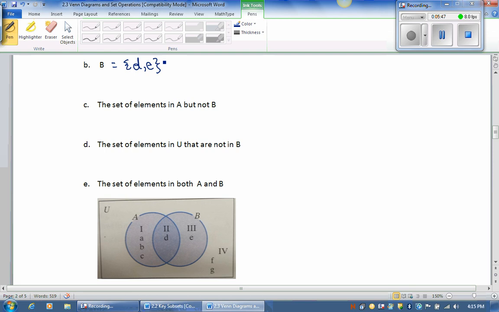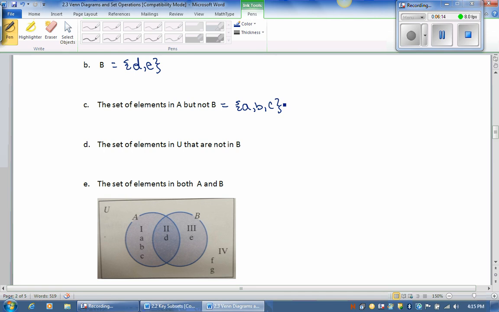The set of elements in A, but not in B. Okay, so A, but not in B. Now, D is in that shared region. So I don't want it because it's in B. Okay, so this is just going to be A, B, and C.